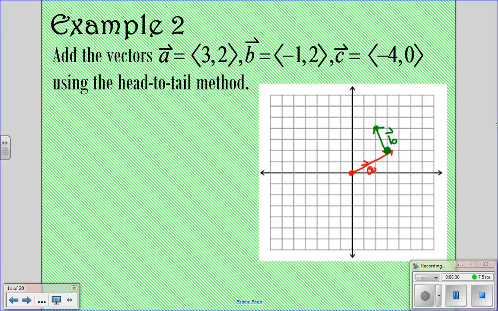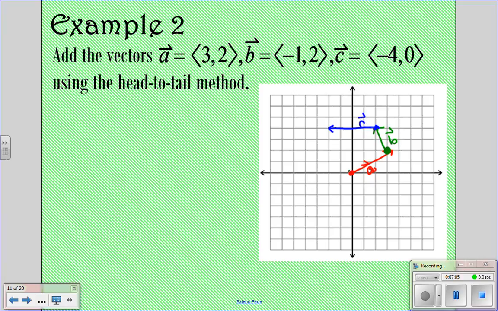Okay, and then we go from this point left 4, and we didn't go up or down any because it's a 0 for the y component. And so this part is vector C. Okay, so we have vector A, and then vector B, and then vector C. And you can actually do them in any order. You don't have to do them A, B, C. You can do them in any order, and you'll still get the same answer.